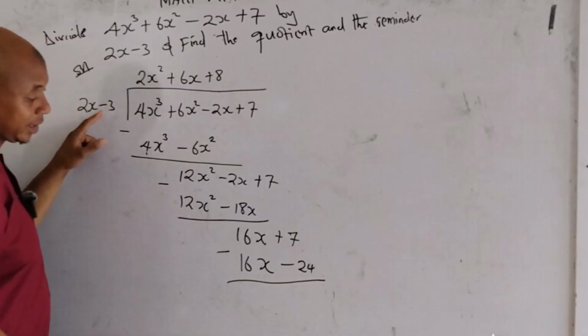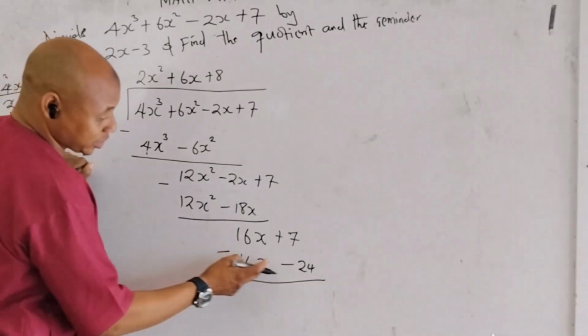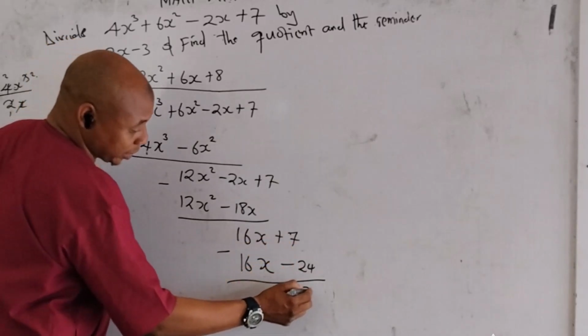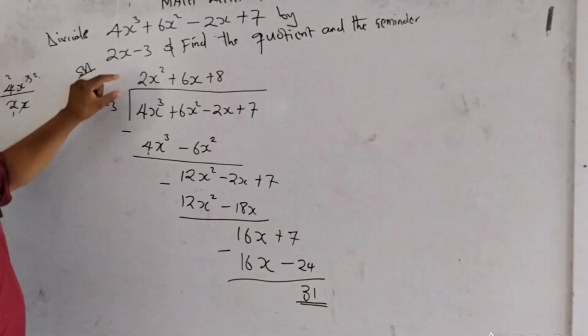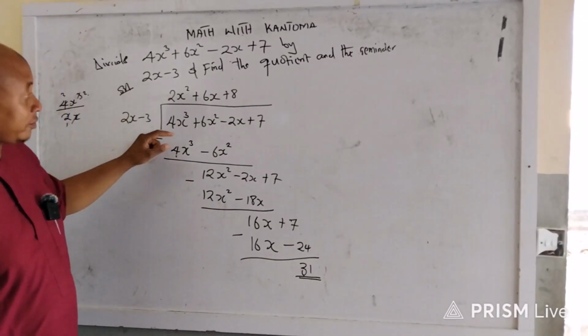So we subtract again. So 16x minus 16x is 0. So I have minus times minus is plus. 7 plus 24 is 31. So now this is the remainder as 31, and this is my quotient. So there is nothing that we can divide this one. There is no variable here.